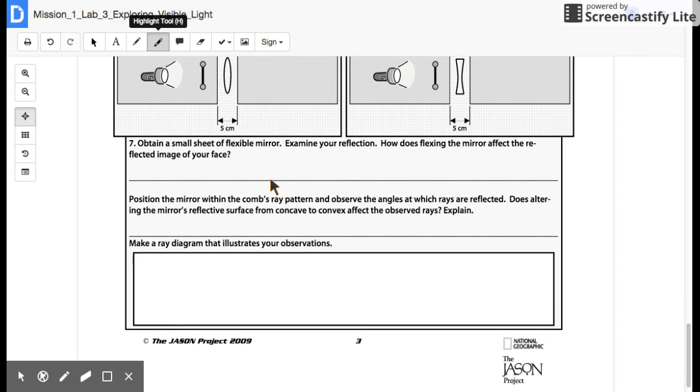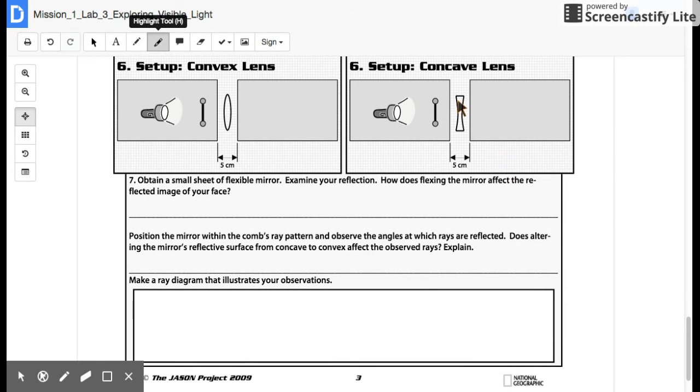And then for the last part, you're going to use a small flexible mirror, and you're going to place it essentially where the convex or the concave lens is, and you're going to change it from being convex to concave as a mirror, and you're going to look at the reflected light. So the light will be coming through, but instead of passing through the lens, being translucent or transmitted, it will be reflected. And then you're going to need to draw the ray diagrams as they come back. Now notice, make a ray diagram that illustrates your observations.